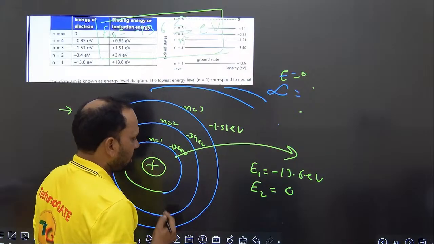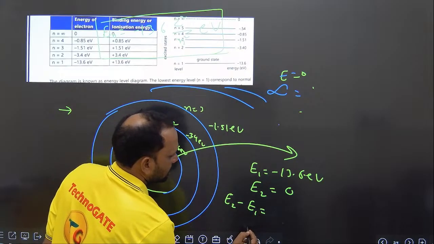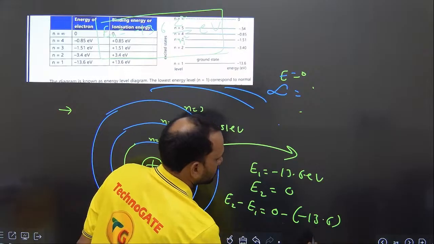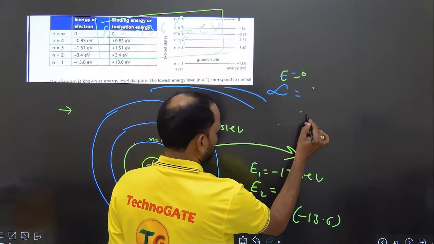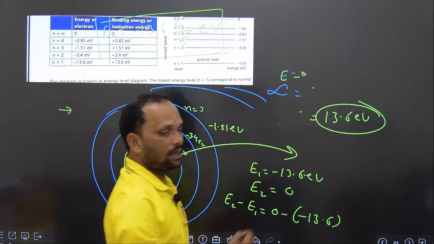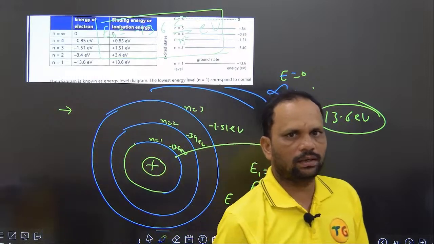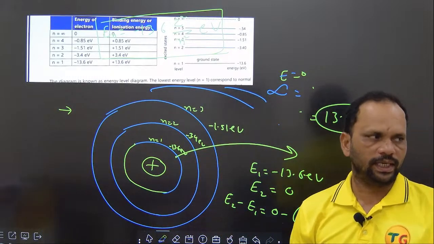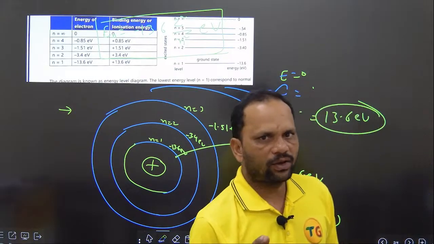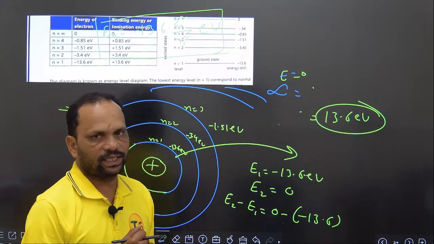Then how much energy is required? E2 minus E1 equals 0 minus of minus 13.6, which is 13.6 electron volts. 13.6 electron volts are required to remove an electron in the ground state to infinity. This is nothing but the ionization of the electron. We can call it ionization energy.